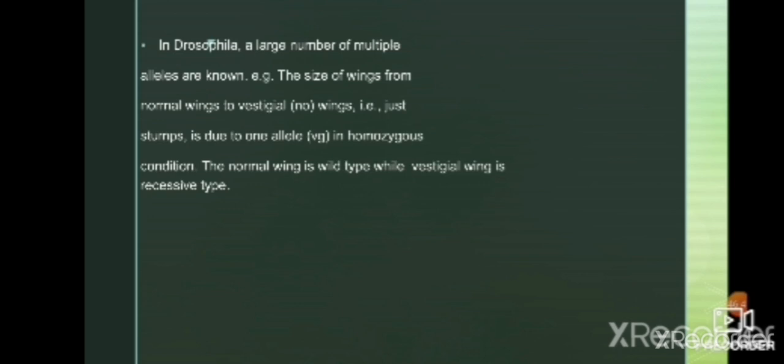In Drosophila, a large number of multiple alleles are known. Example, the size of wings from normal wing to vestigial wings, that is no wings, just stumps, is due to one allele vg in homozygous condition. The normal wing is wild type while vestigial wing is recessive type.